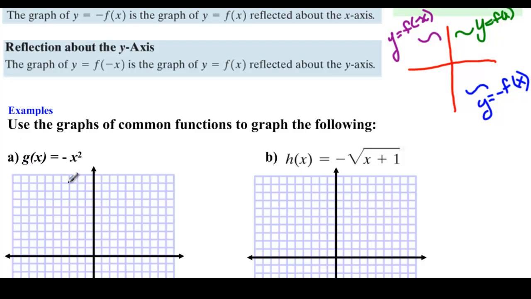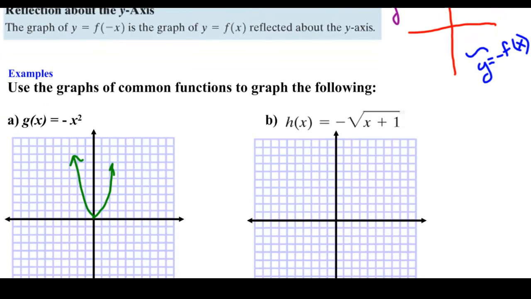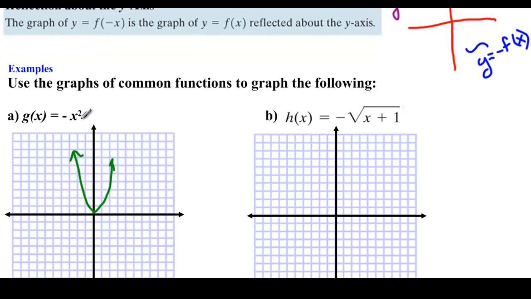So here with A, we have negative x squared. So again, remembering that our x squared is going to look similar to this. That negative is not with the x. That negative is in front of the x. If it was with the x, then we would have had h of x equals negative x squared. We're going to come back and talk about that in just a second, but first let's do this one.